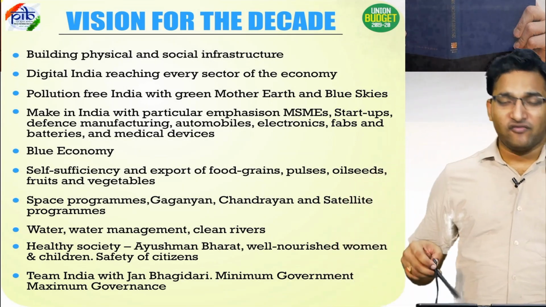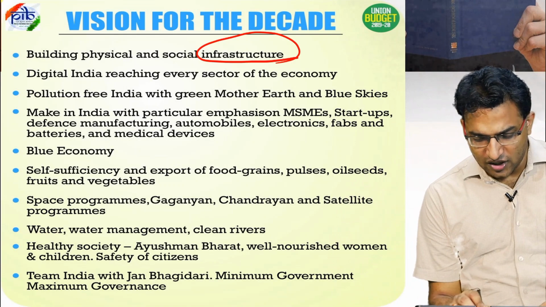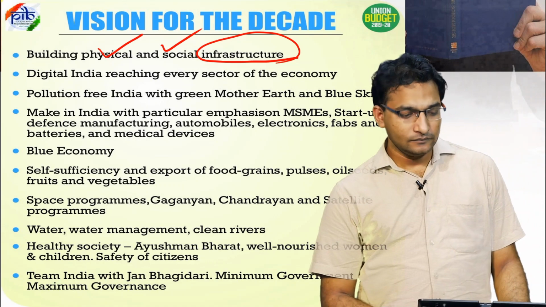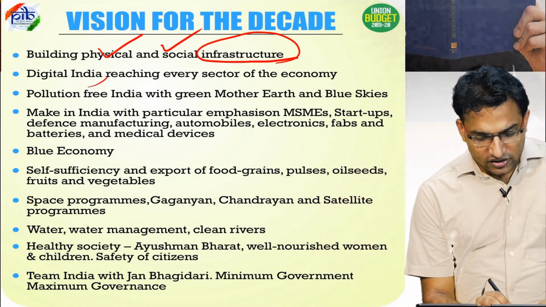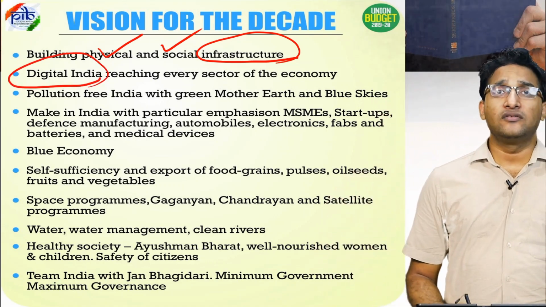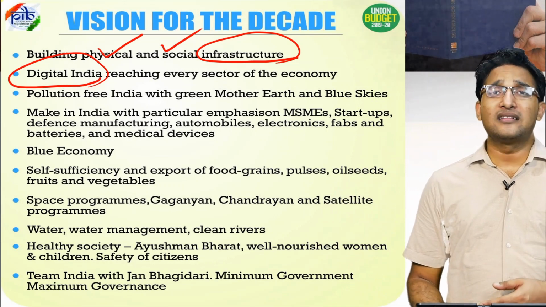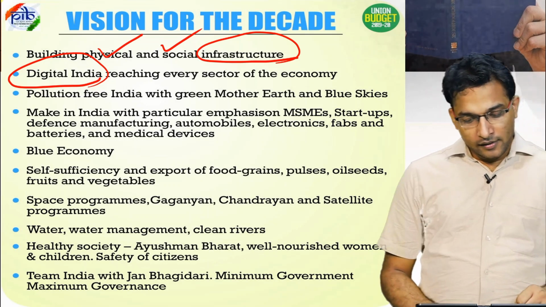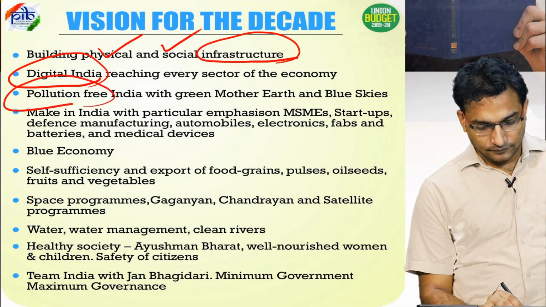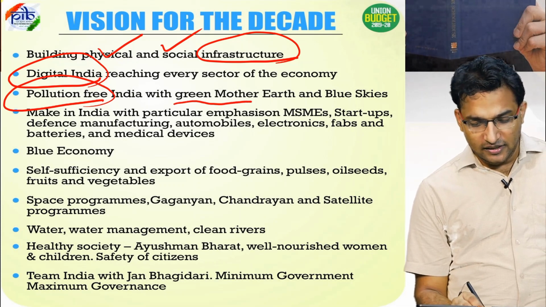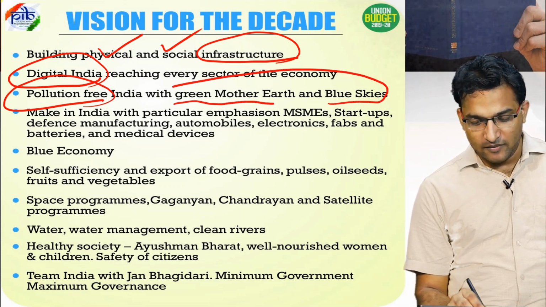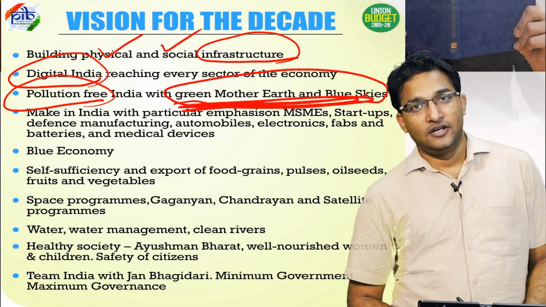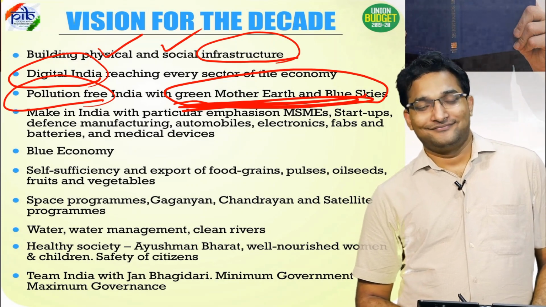So what are these areas? The first area is infrastructure, the social infrastructure as well as the physical infrastructure, very important. Then Digital India, which should reach every sector. Right now Digital India does not have proper reach in the agriculture sector, so we need digital agriculture. Pollution-free India, with green mother earth and blue skies, very important. You should use this kind of words in your essay and mains answers, so this will make your answer unique.